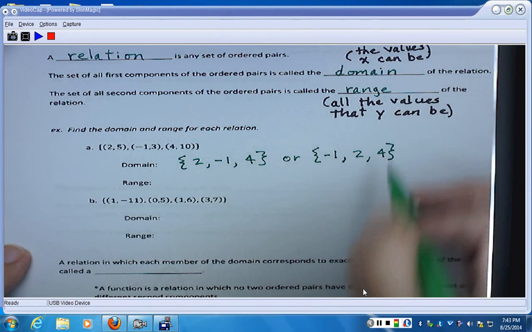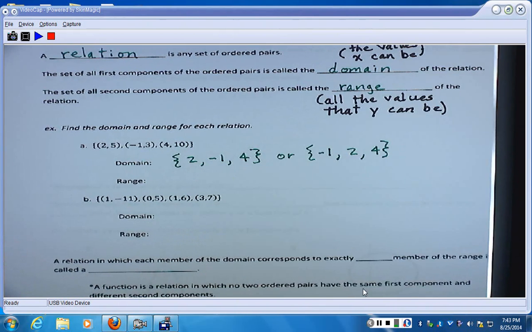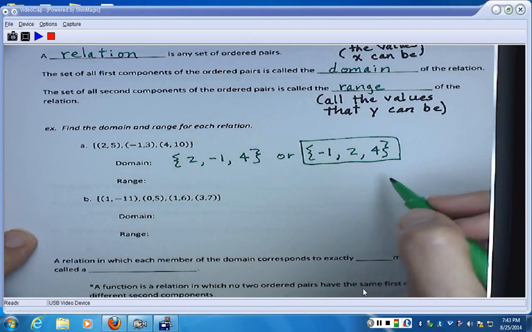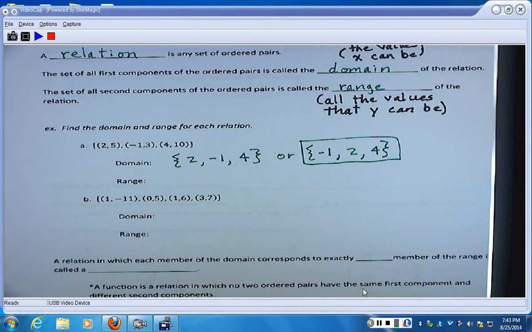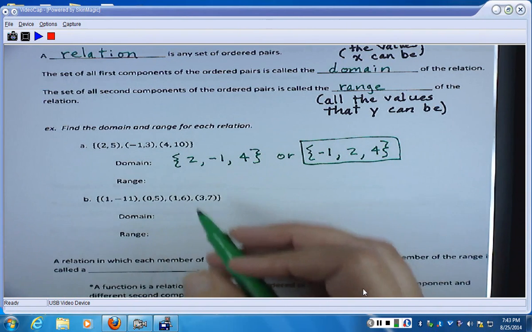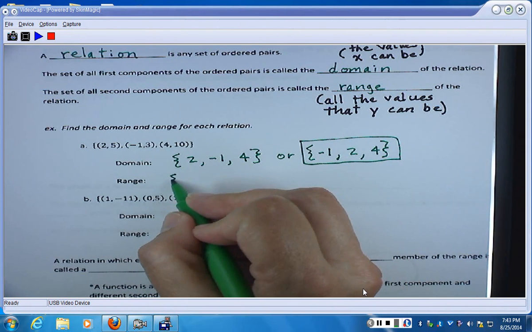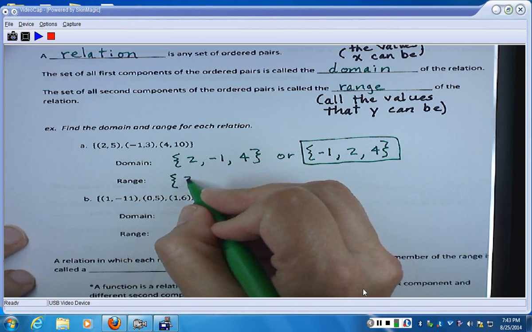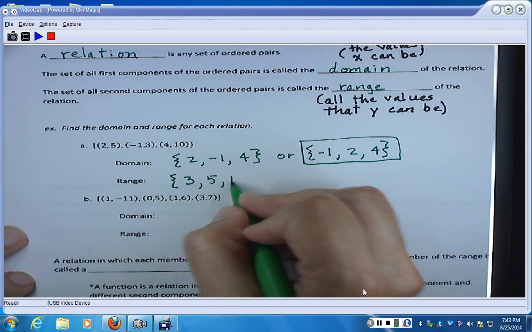It may make you write it in order. It's set notation, that's what those parentheses mean, and they want you to write it in order. And then the range is 5, 3, and 10, but by writing that in order, we'll put 3, 5, and 10.